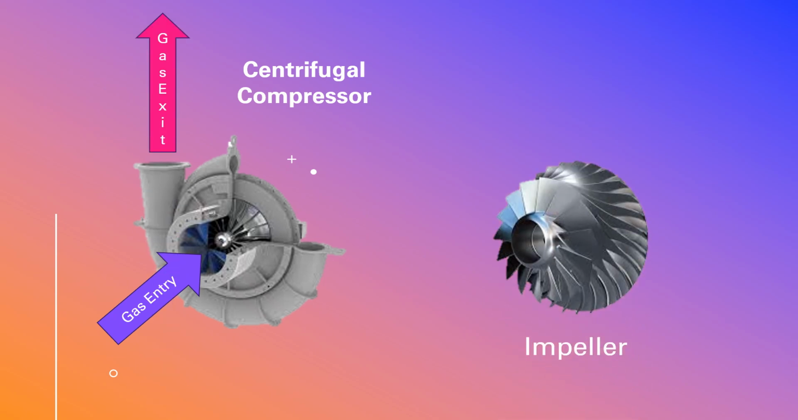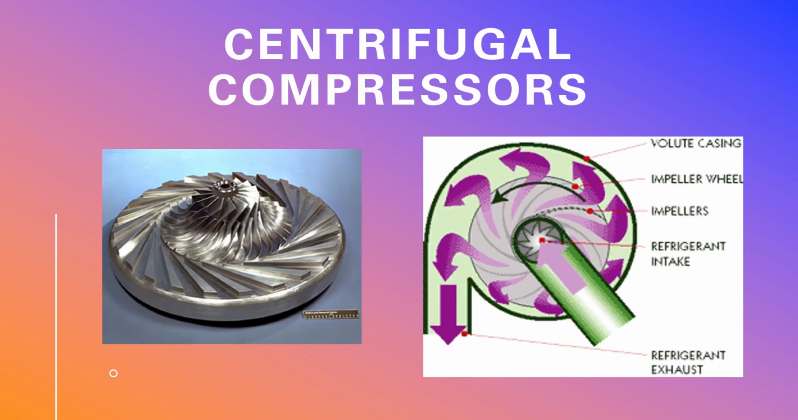Here you can see the impeller. There's the eye of the compressor, and there's where the gas gets discharged. The reason for the gas increase in pressure is because of centrifugal force. Here's another view. On the left you can see the impeller and the volute casing, which channels the gas away from the impeller, and on the right you can see a sectional diagram showing the volute casing, the impeller wheel, the impellers, the refrigerant intake and the refrigerant exhaust.